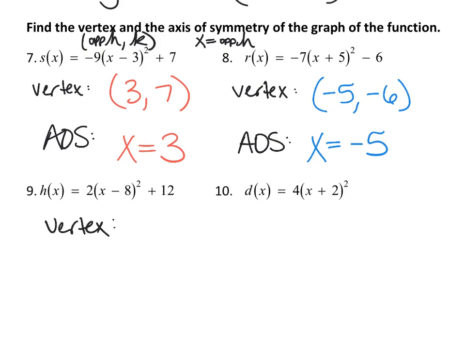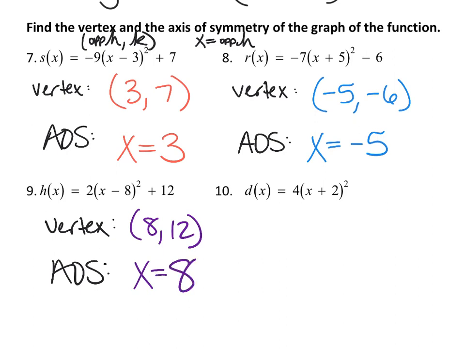What's the vertex for number 9? No, wait, 8, 12. 8, 12. It's the opposite of what you see. So since there's a -8 in there, you put +8. It's very obvious that we did not check our work, because there's no way to get this wrong if you type in the equation. Which means the axis of symmetry should be x equals 8. It goes right through the center of that parabola. At the end, number 10.